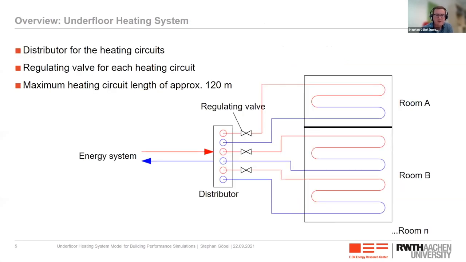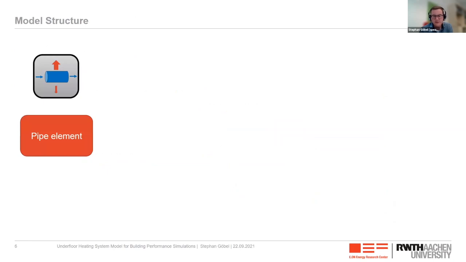On system level, an underfloor heating system can be understood like this. We have several rooms, and per room we have one or even more than one heating circuit. Per heating circuit, we have one regulating valve, and in a distributor, all the heating circuits are unified to connect the whole system to the energy system. This is the reason we divided our whole model into several submodels.